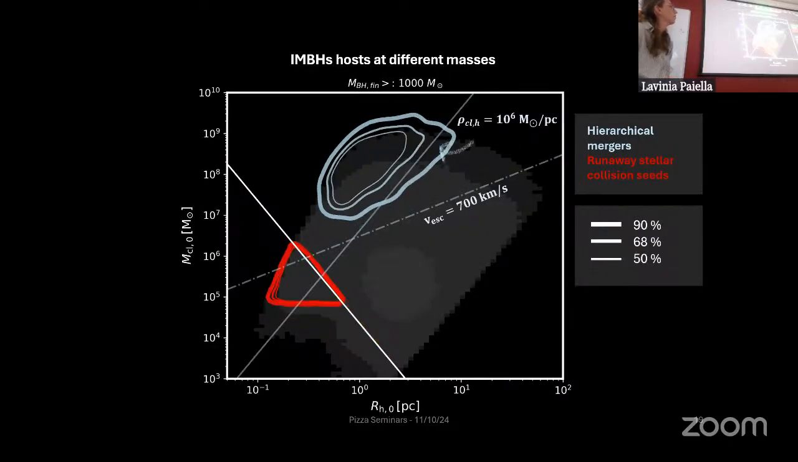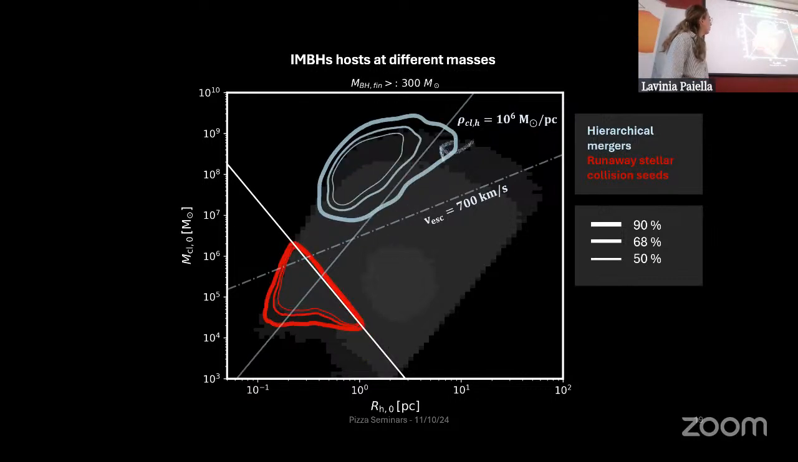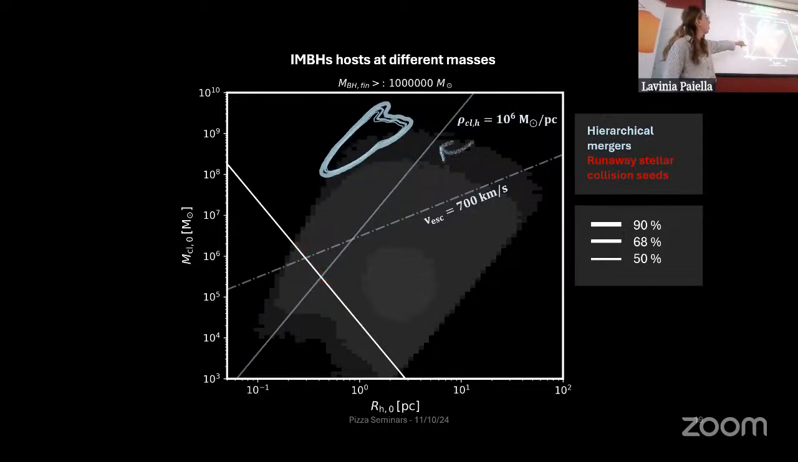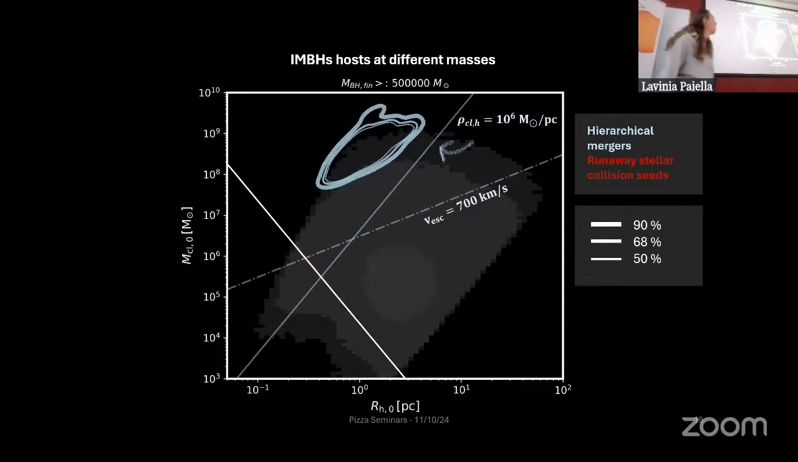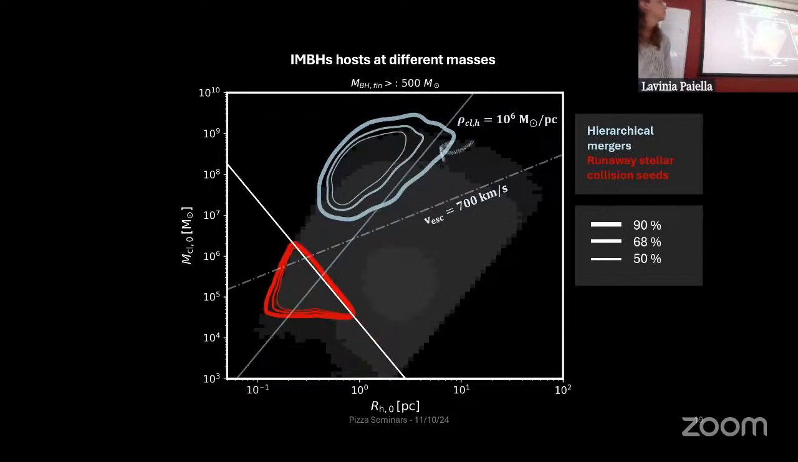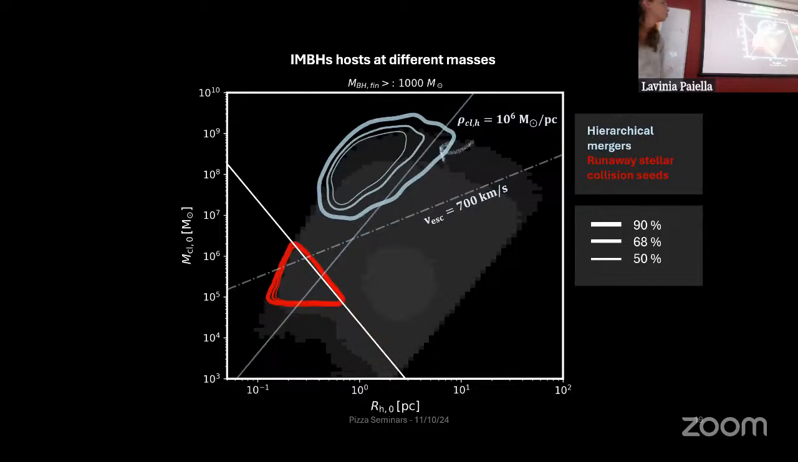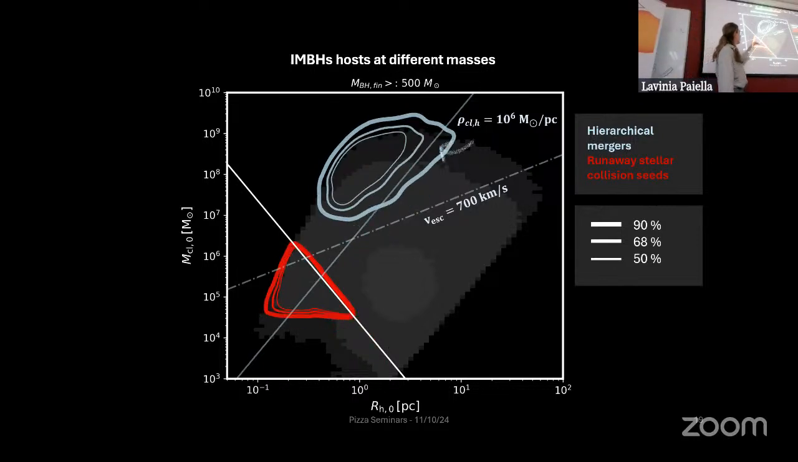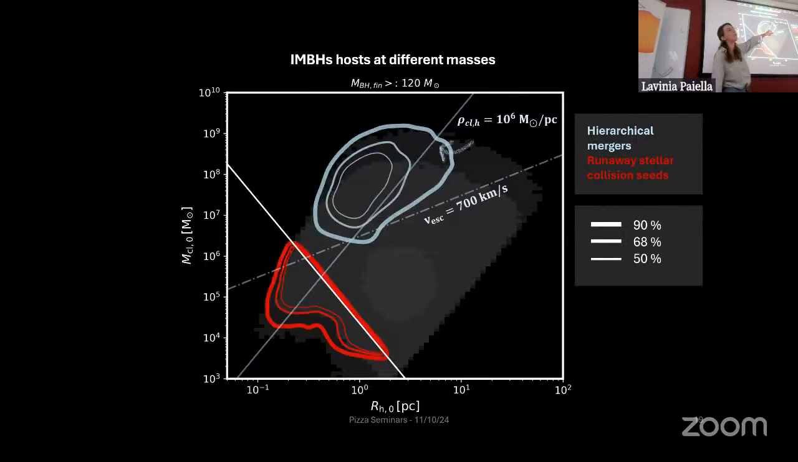Okay, this is a nice GIF, and this is my last plot, if I am not mistaken. So here again, mass and radius of the cluster. You see the distribution of runaway stellar collision seeds in red and the hierarchical mergers in light blue. And again, an open question here is, what are the edges of these distributions? For runaway stellar collision seeds, it's quite trivial because, as you see, you have horizontal cuts whenever you look at IMBHs of increasing mass.